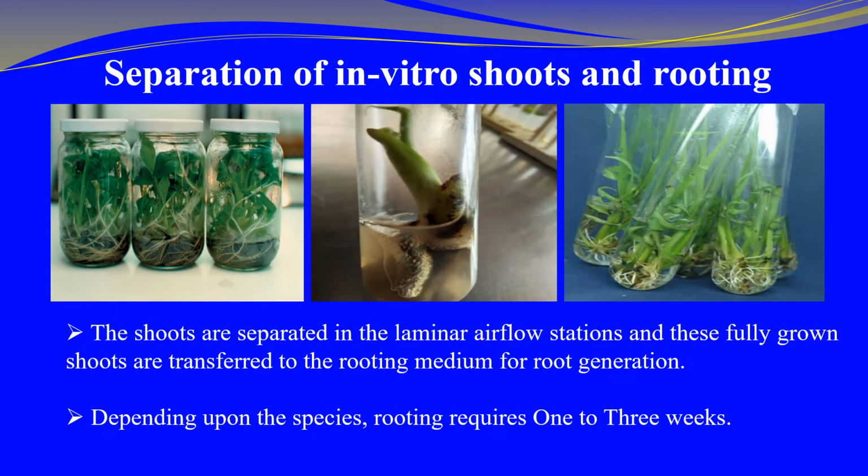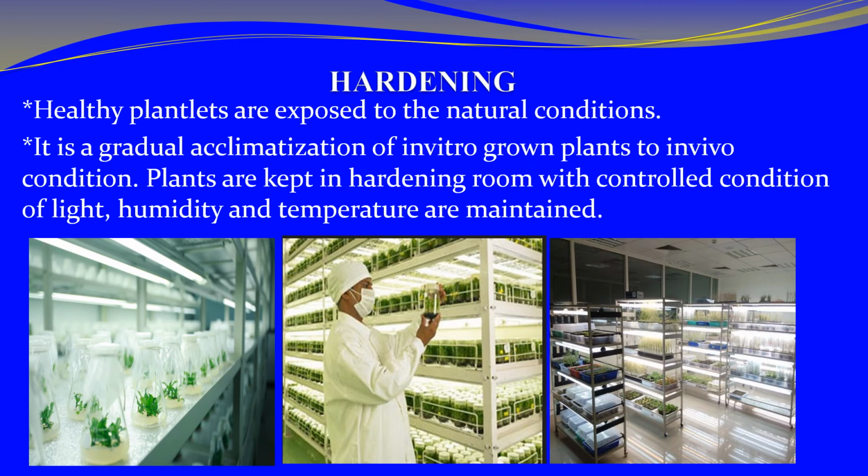Then comes separation of in vitro shoots and rooting. The shoots are separated in laminar airflow chambers, and fully grown shoots are transferred into the rooting medium for root generation. Depending upon the species, rooting requires 1, 2 or 3 weeks. After complete growth of the plants, the plant should be hardened. Hardening means the healthy plantlets are exposed to natural conditions.